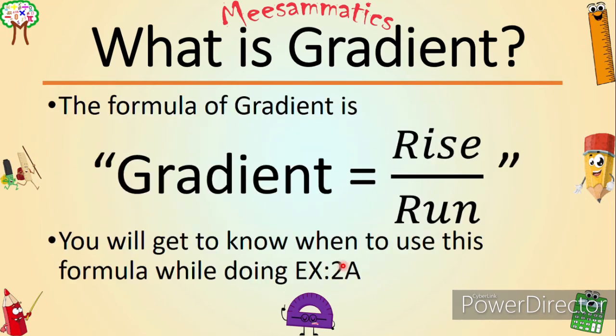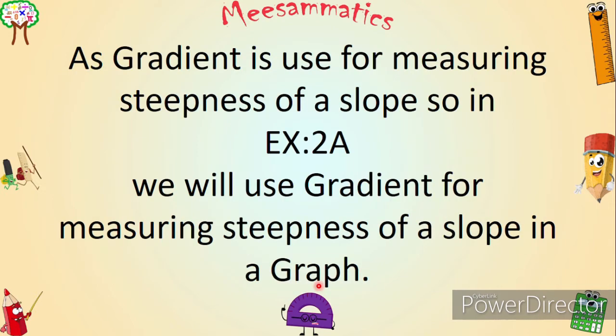The formula of gradient is equal to rise upon run. I will tell you what is rise and what is run. You will get to know when to use this formula while doing exercise 2a. As gradient is used for measuring the steepness of a slope, in exercise 2a we will use gradient for measuring the steepness of a slope in a graph.